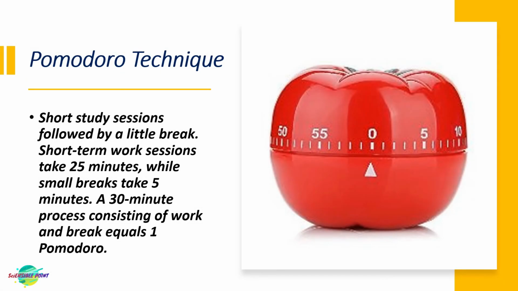The Pomodoro technique is a time management method developed by Francesco Cirillo in the late 1980s. The technique uses a timer to break down work into intervals. Short-term work sessions take 25 minutes, while small breaks take 5 minutes. A 30-minute process consisting of work and break is known as a Pomodoro, from the Italian word for tomato. The name of this method comes from the tomato-shaped kitchen timer that Cirillo used as a university student.